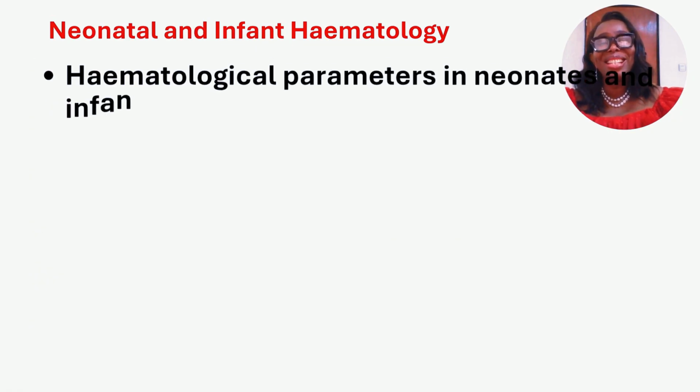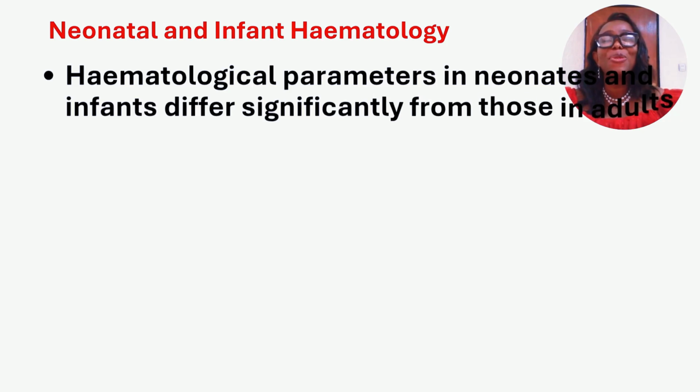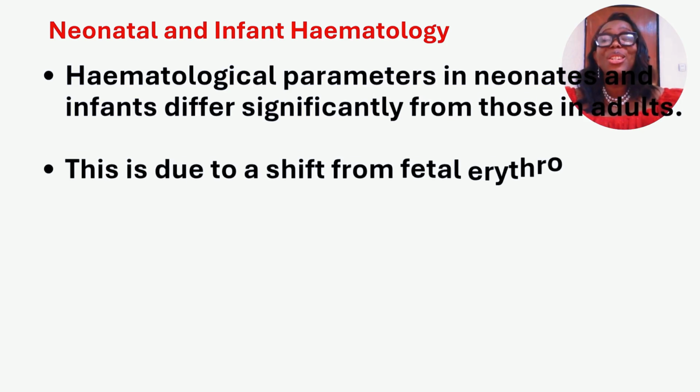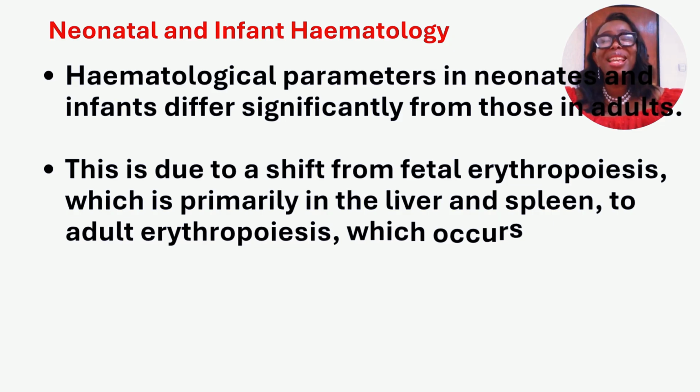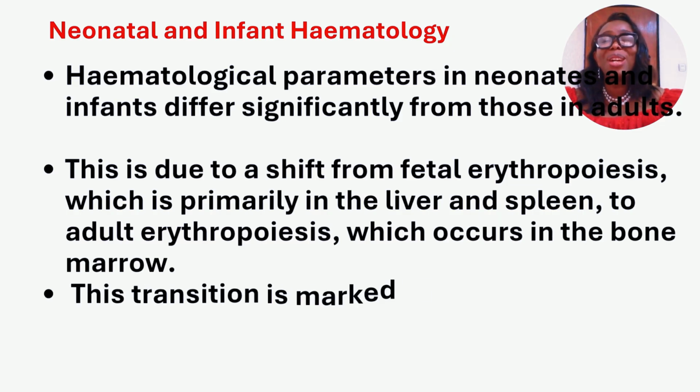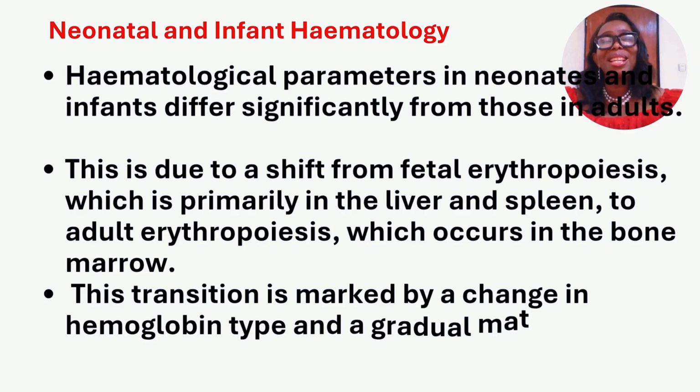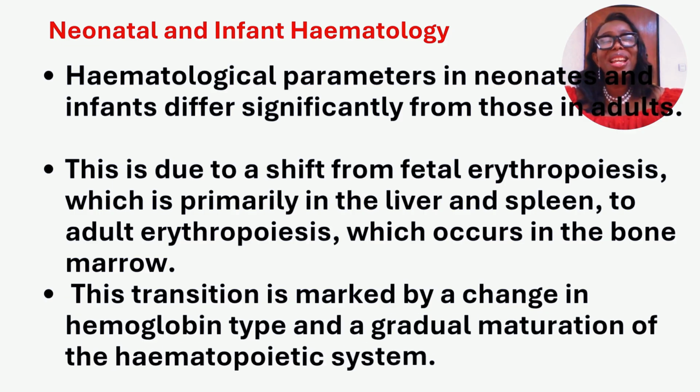Hematological parameters in neonates and infants differ significantly from those in adults. This is actually due to a shift from fetal erythropoiesis, which primarily occurs in the liver and the spleen, to that of adult erythropoiesis, which occurs in the bone marrow. We have done a detailed lecture on erythropoiesis, different stages of erythropoiesis, and different sites where hemopoiesis takes place. Please, if you want to know more about erythropoiesis, hemopoiesis, please click on the link that is showing on the slide, and then you can watch the lecture video in full.